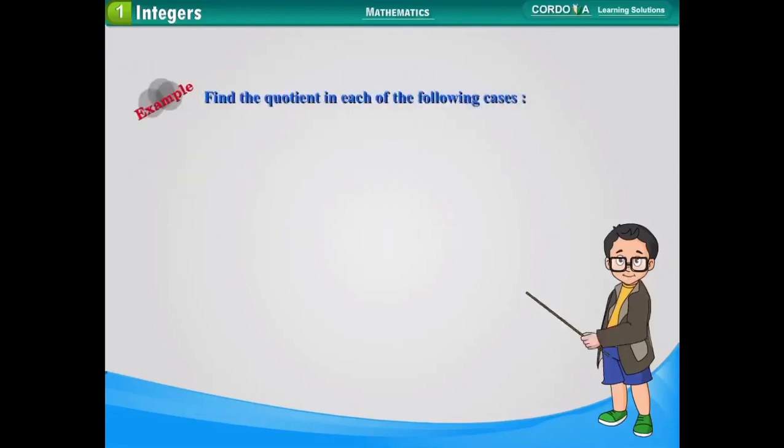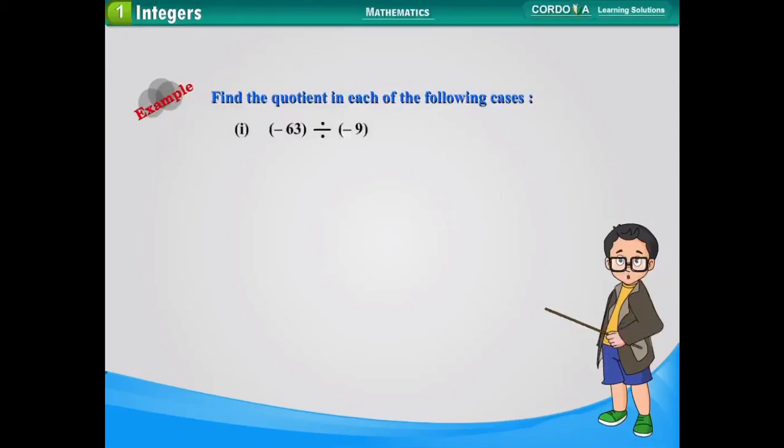Example: find the quotient in each of the following cases. -63 divided by -9. -63 upon -9 is equal to 63 upon 9, which is equal to 7.